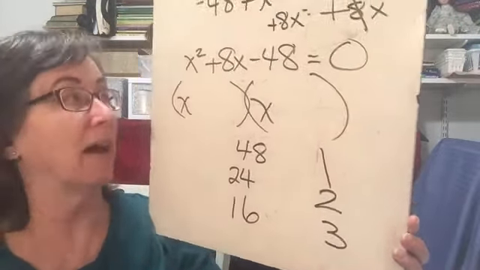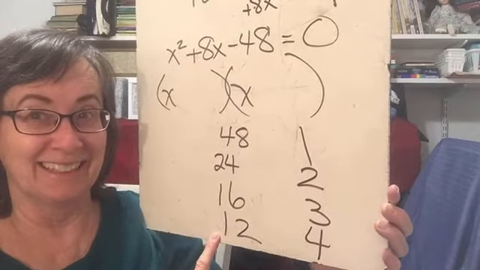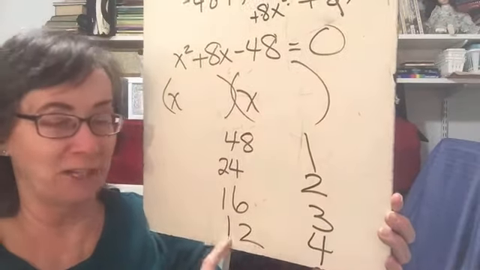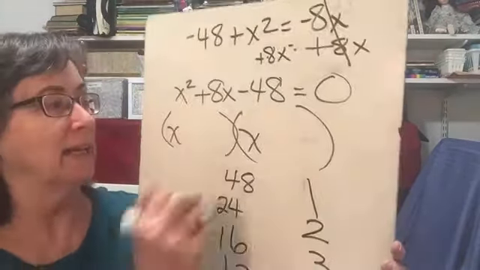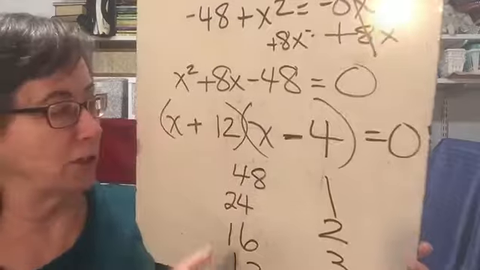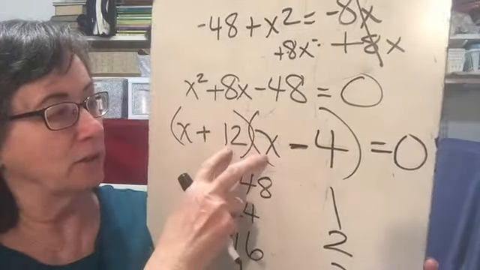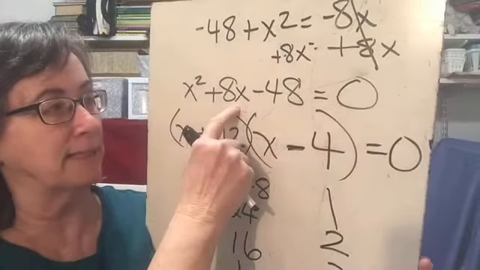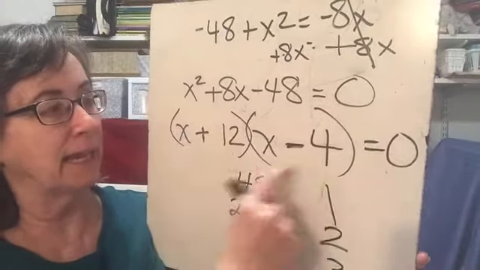So 4 and 12. That one does have a difference of 8. 12 minus 4 is 8. So I'm going to put 12, 4. I want the middle term to be positive, so I'm going to make my big one positive, my other one negative. I'm going to FOIL it together to check it. X squared, 12x minus 4x is 8x. And I do get a negative 48 when I multiply 12 times negative 4. So I know my factors are correct.